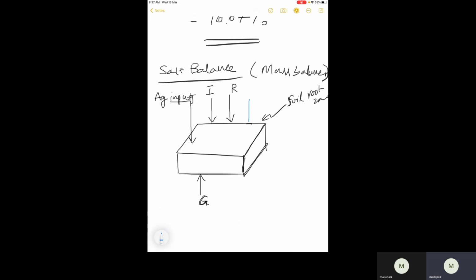For outputs, let's say plant uptake, water plant uptake, that is PW. And this will be surface drainage, let's say SD. So it's kind of runoff, right? And this is DD, that's deep drainage. Okay, so these are all the outputs we can expect, right?